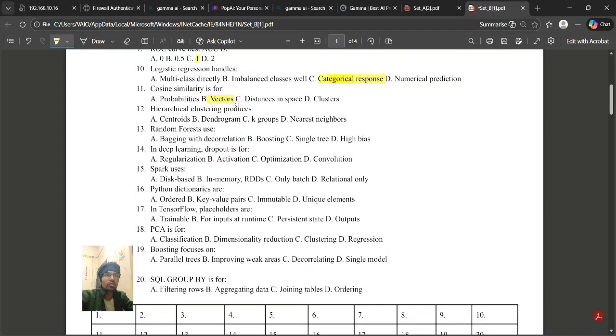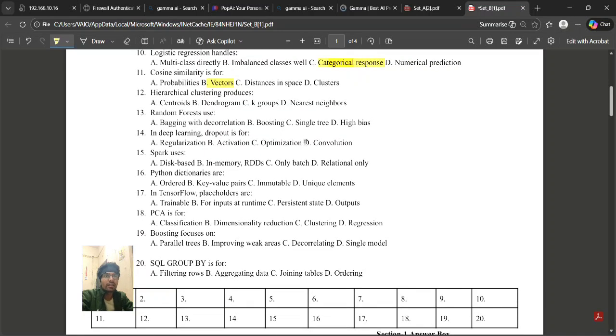Now let's go to question number 12. In question 12, it's all about hierarchical clustering. Hierarchical clustering produces a dendrogram. That's the tree-like diagram showing how clusters are merged or split. K-means produces centroids, KNN finds nearest neighbors, but the hierarchical clustering's signature output is the dendrogram. So our answer is B.